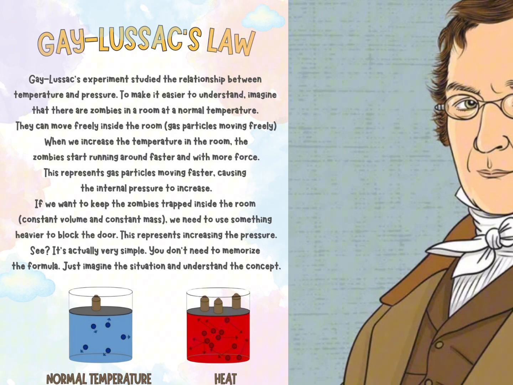Once we increase the temperature in the room, the zombies start running around faster and with more force. This is like gas particles moving faster, causing the pressure to increase. If we want to kill the zombies trapped inside the room, with constant volume and constant mass, we need to use something bitter to make them hit the walls more, increasing the pressure.